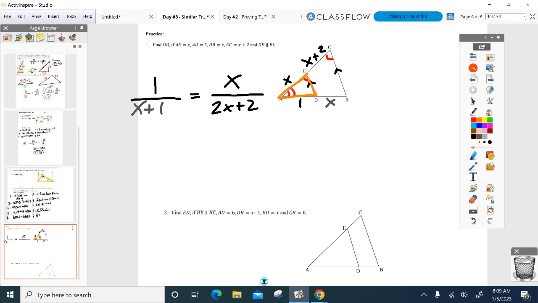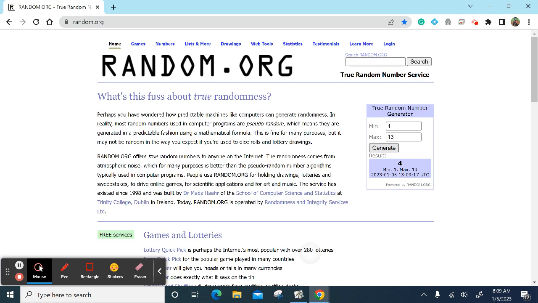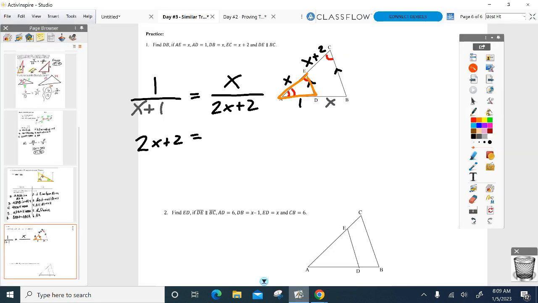Okay, we good? All right, I'll do this one with you, and I'm going to let you try another one on your own. All right, let's cross multiply. 1 times 2x plus 2. What do I end up with when I cross multiply the other side? Whoa, whoa. What do we do? Not cross add, cross multiply, right? X squared plus 1x. There you go. Cross multiply.